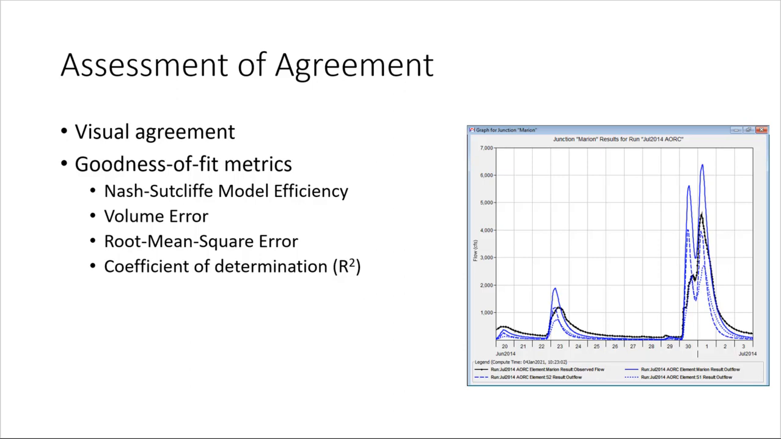Eventually, you get to a point where it's hard to know objectively whether one parameter set is better than another, and goodness of fit metrics can help. They can also give you an idea of how good your agreement is numerically. Four common goodness of fit metrics are shown here. There are guidelines for what values of these goodness of fit metrics describe good agreement between the model and observed data. These concepts will be discussed in another video.